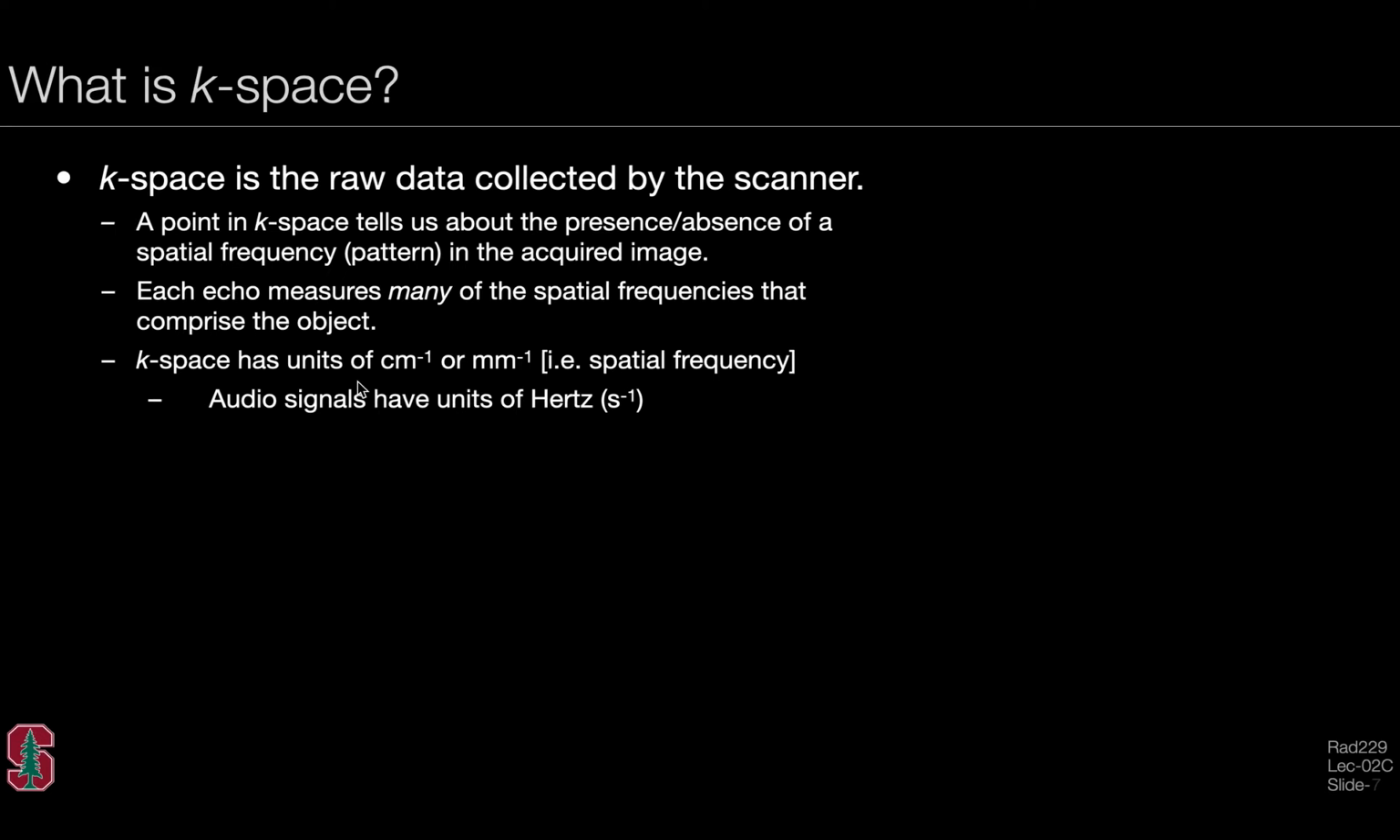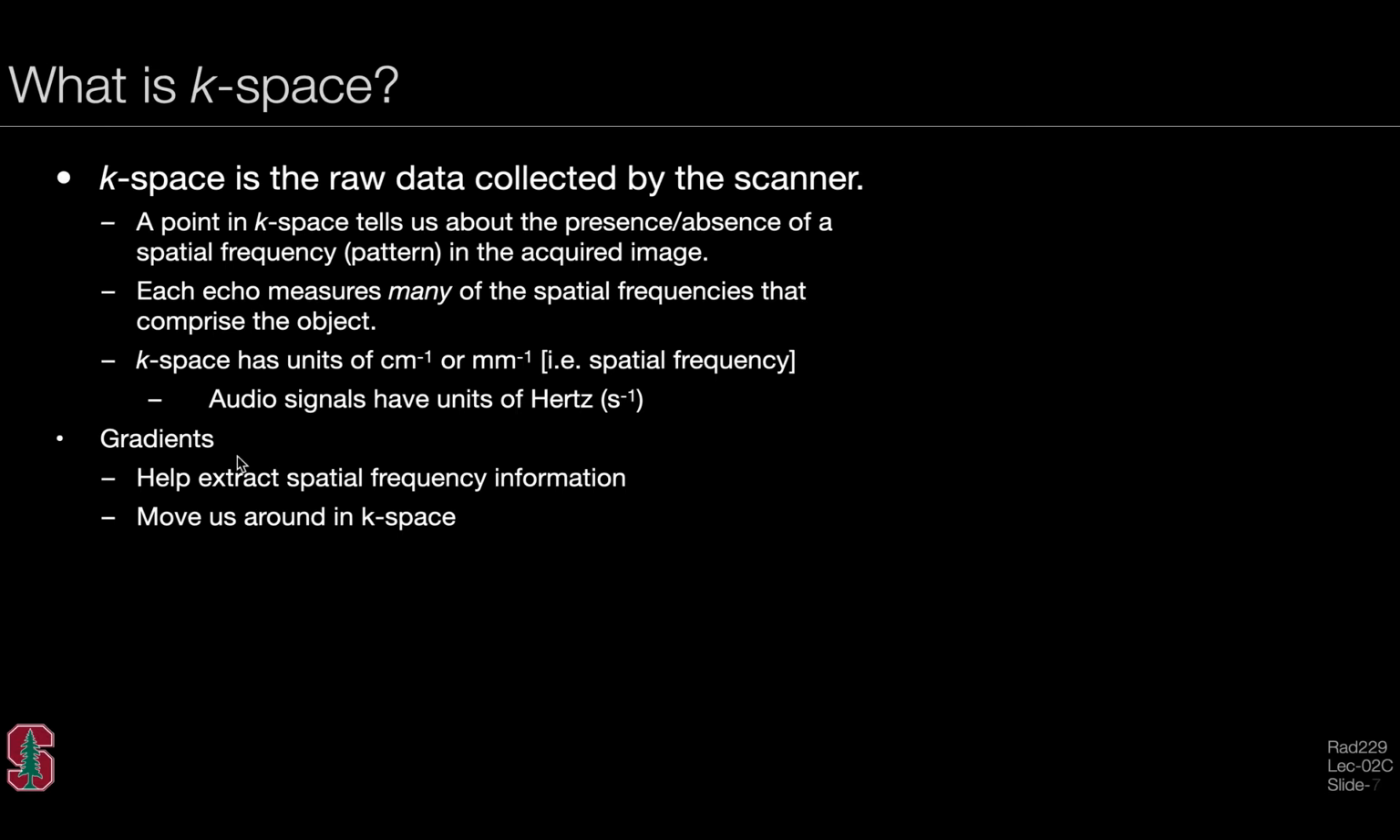K-space has physical units, although it's often left not carefully described or discussed. Those units are in units of inverse distance or inverse length, and typically in units of inverse centimeters or inverse millimeters. And this represents a so-called spatial frequency. And if that term seems a little bit unusual, it might be easier to think of this in the context of audio signals, which have units of hertz or inverse time. And these K-space units are spatial frequencies or inverse space. Gradients help extract the frequency information, and they also help move us around K-space. These are concepts that will develop as the lecture proceeds.